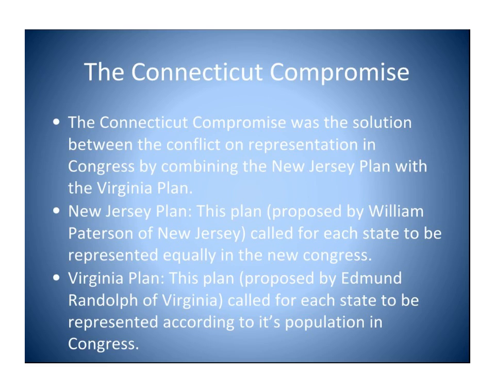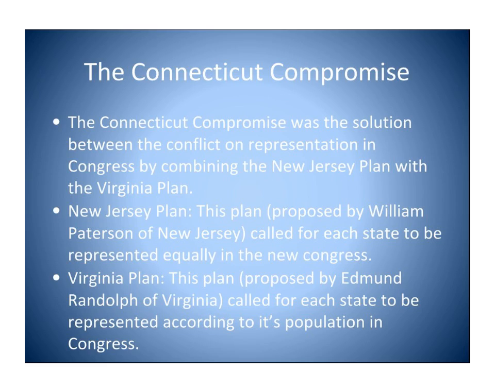The Connecticut Compromise, as we talked about in the previous slide, happened in the Constitutional Convention of 1787. Here's what the Connecticut Compromise is. It was a solution between the conflict on representation in Congress by combining the New Jersey plan with the Virginia plan. Now, the problem was that when all the states came together, they had all sorts of different ideas on how they wanted to be represented in the new Congress.